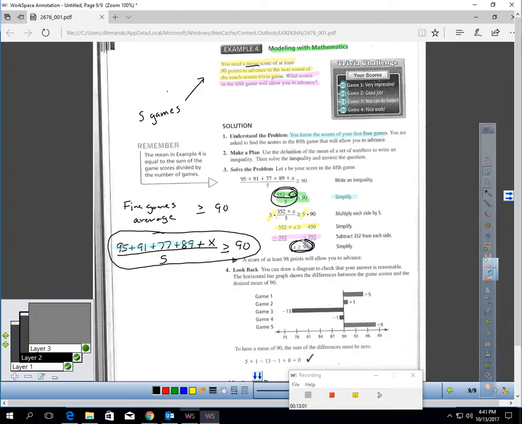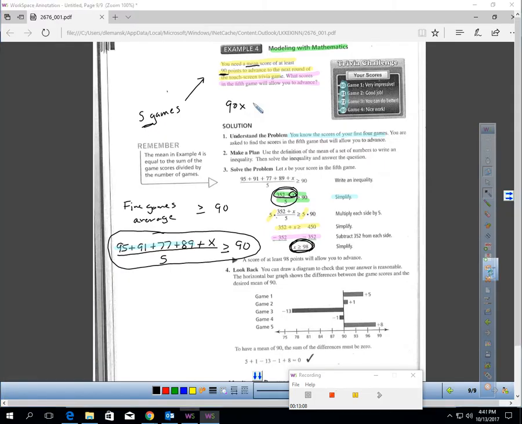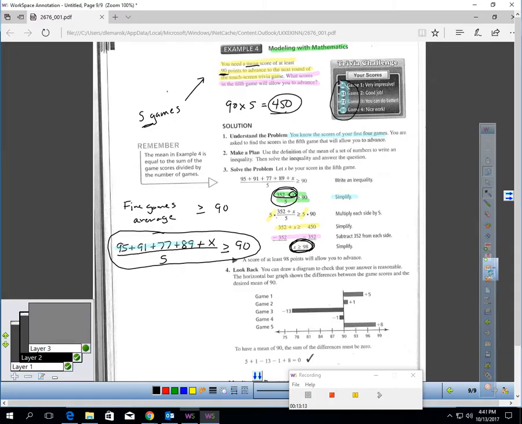Here's a way I could check that. If I want to average 90 points per game over 5 games, 90 times 5 is 450. If these 4 scores plus 98 work out to 450, that would be a pretty good indicator I have the right answer. And if I do add those up, I do get 450. So it's got to be 98 or greater. I got to score at least 98 on that last game to move on. I'm going to stop the video here. If you have any other questions, make sure you ask in class.